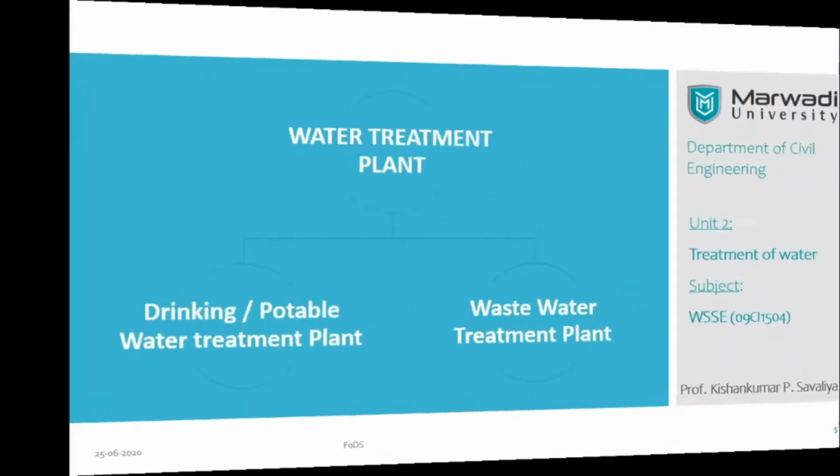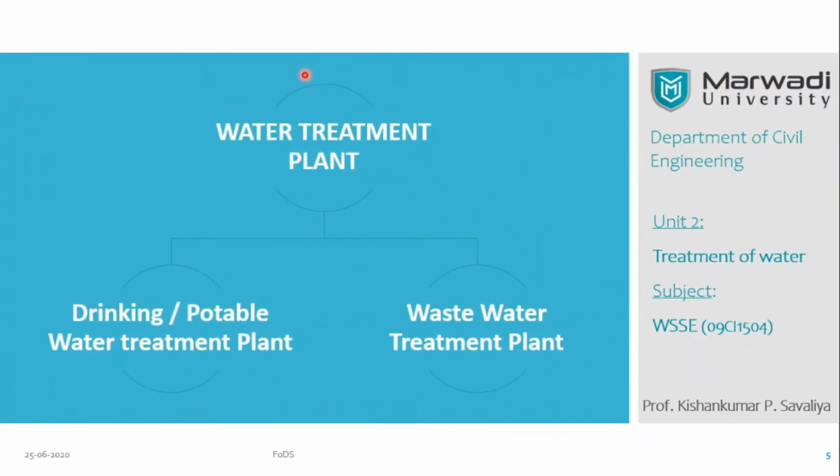In this lecture, we are going to talk about the water treatment plant. Basically, there are two types of water treatment plant. Number one is the drinking or potable water treatment plant. The second case is the wastewater treatment plant. In this lecture, we are going to discuss the drinking or potable water treatment plant.